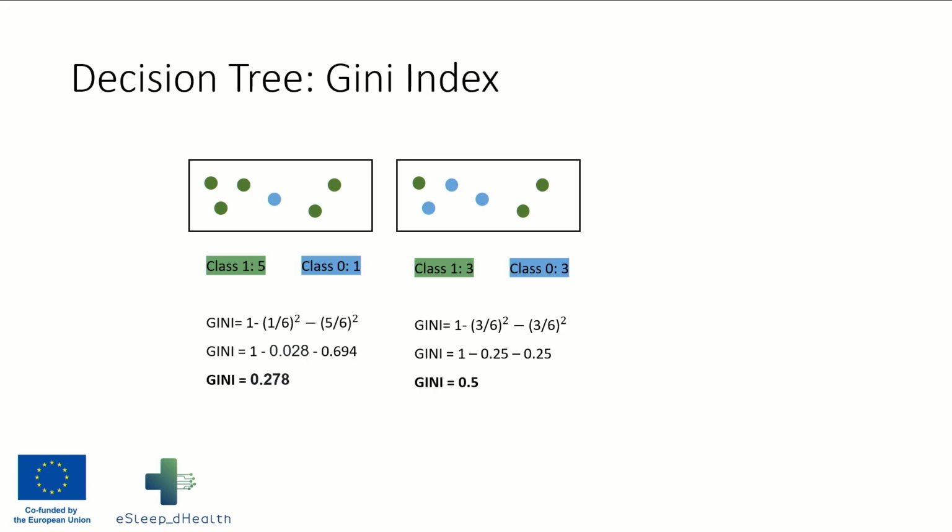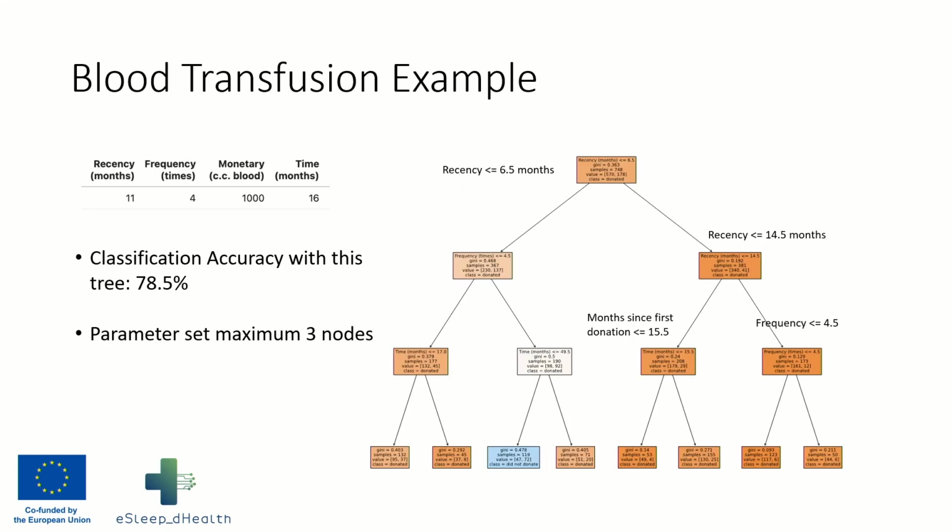We have 3 instances of class number 1 and 3 instances of class number 2. So you can see how the formula would be filled out below. And we end up with a Gini index of 0.5. And now, keeping this Gini index in mind, this tree was actually trained on the blood transfusion dataset.